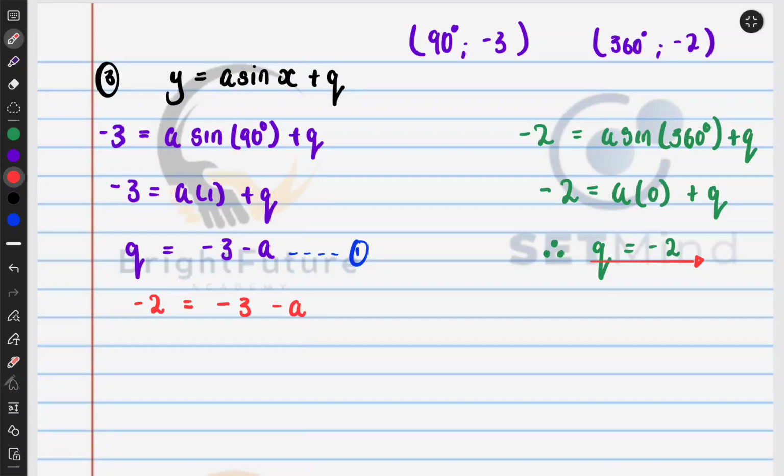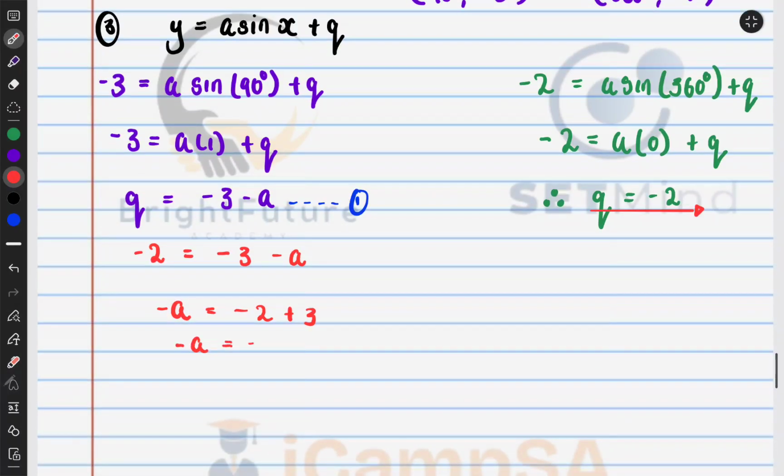We take the -3 to the other side. A is going to be 3 minus 2, which is 1. Let me double check something quick. Oh, it's going to be -1. Let's do the steps properly. -a is going to be -2 plus 3, so -a is equal to 1. Therefore, a is equal to -1. And that is your answer for a and q.